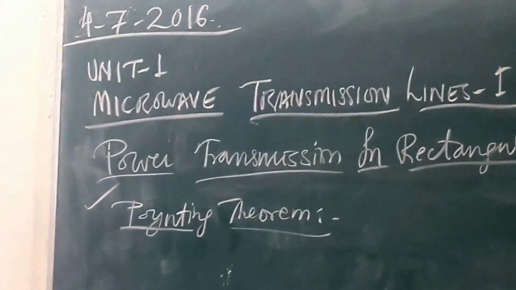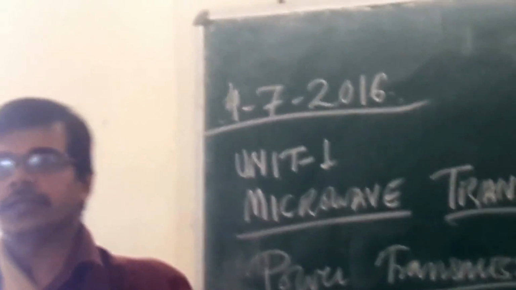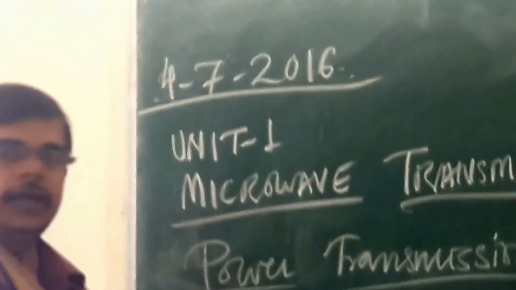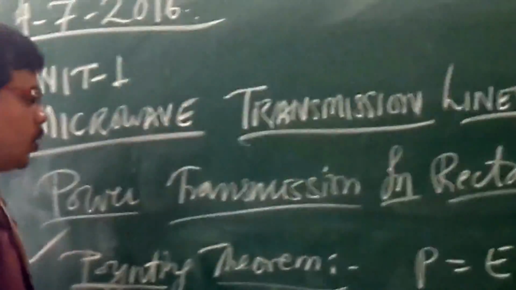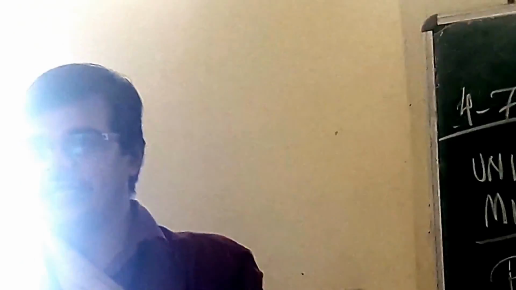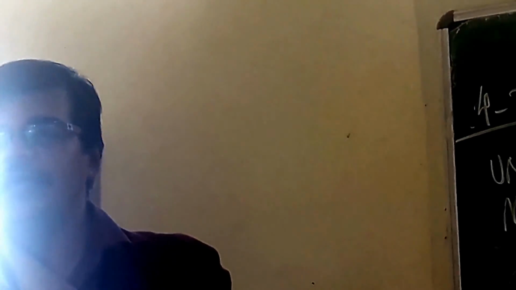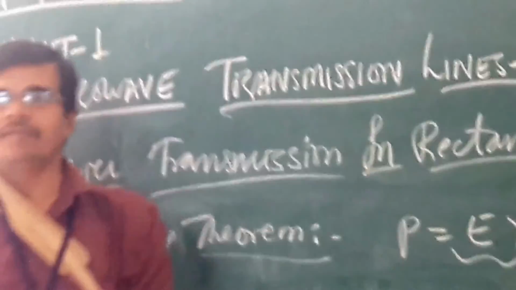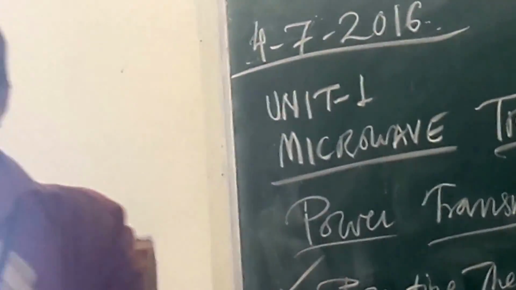We have studied the Poynting theorem in your EMC. Calculate the power. Power is the product of your electric field and the real part of the magnetic field. You know that to get the complete information of any parameter, it consists of a real part and an imaginary part. So when we calculate the power, we take both the real and imaginary parts of the electric field and just the real part of the magnetic field. The product of that is your power.